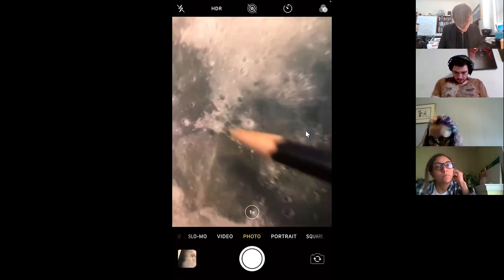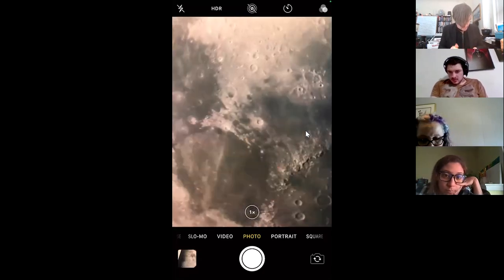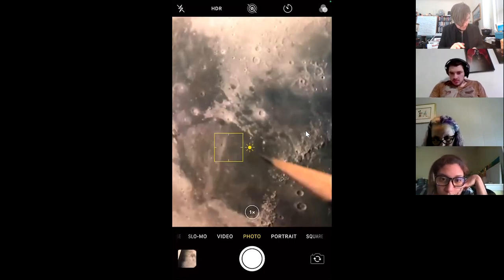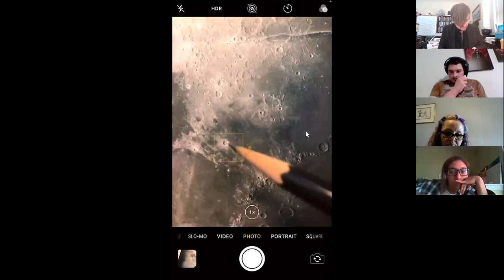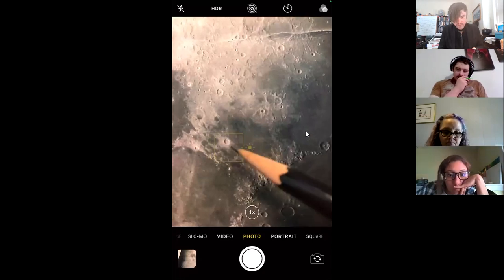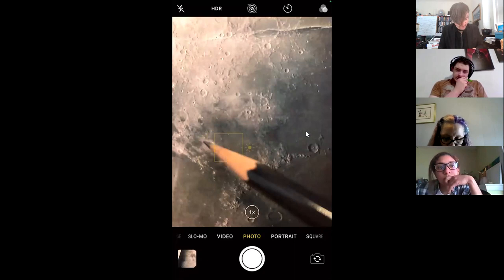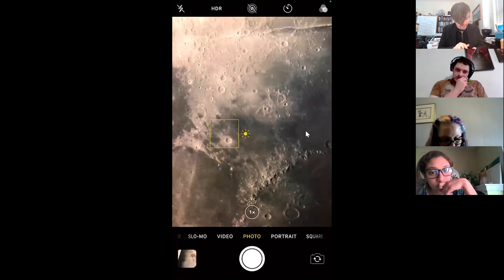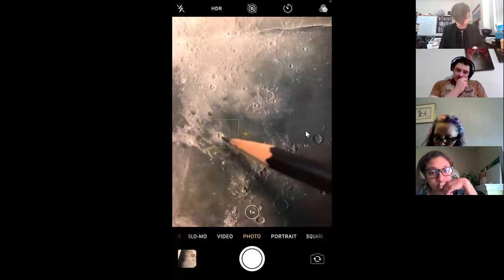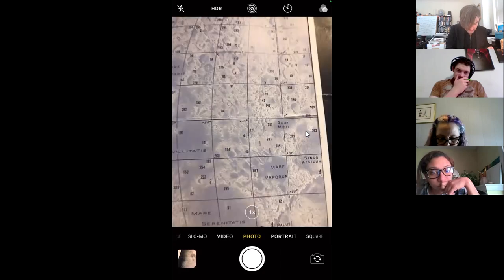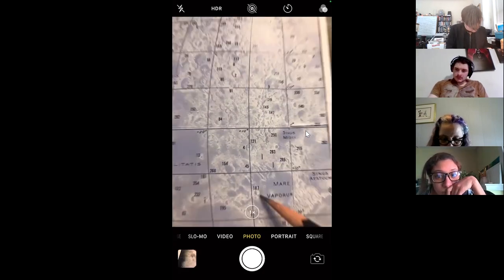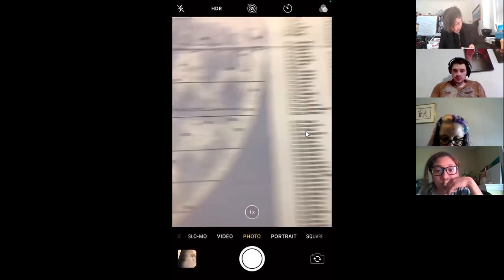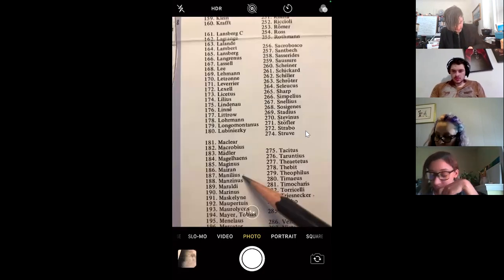All right, the rays are kind of a whole damn thing. Now, I don't know if I'm seeing this right here, but okay, let's do this. Do you guys see how this crater has like some gray stuff around it? I suspect that those are crater rays, that's some ejected material. I'm not 100% sure, but that would be my guess. Let's find this dude, just above Mare Serenitatis, 187, Manilius.